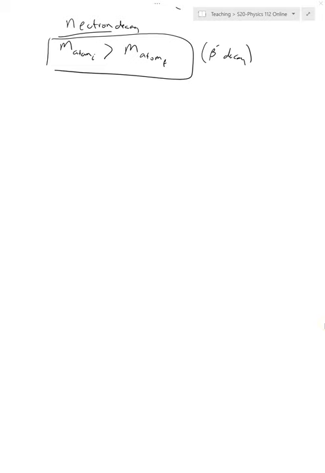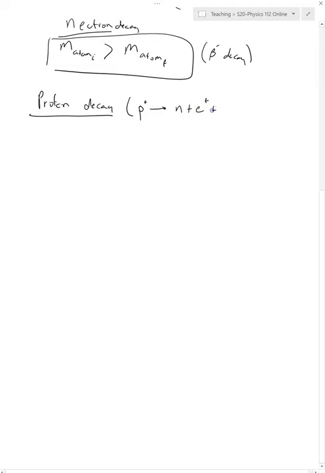All right, the second one that we are going to talk about is proton decay. Again, proton decay. So when we have a proton go to a neutron plus a positron and a neutrino. And this is also often called a beta plus decay because it releases a positron, which is what they used to call beta plus particles.